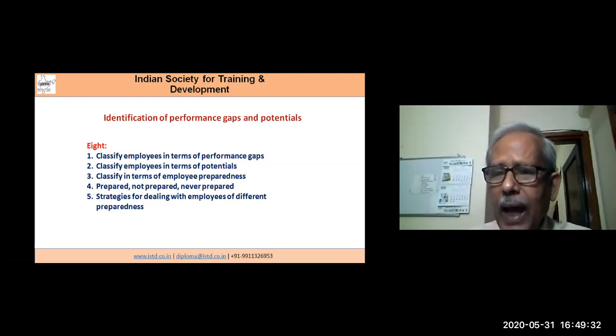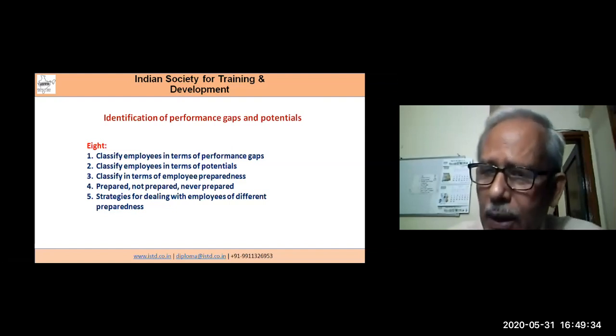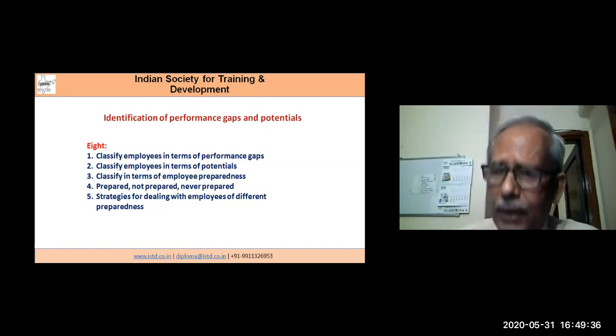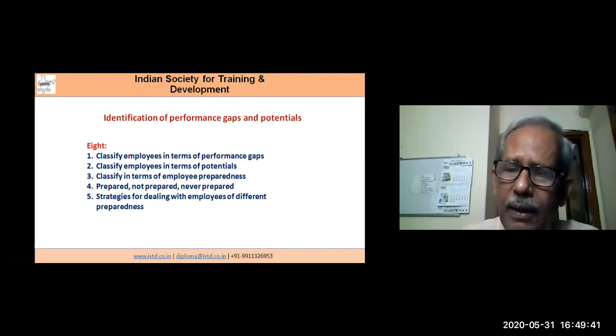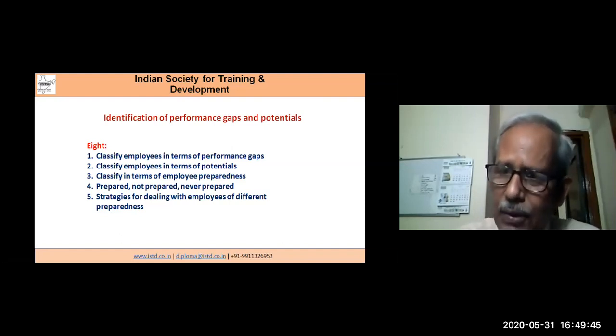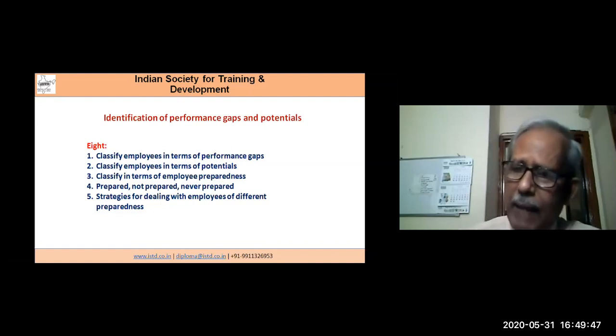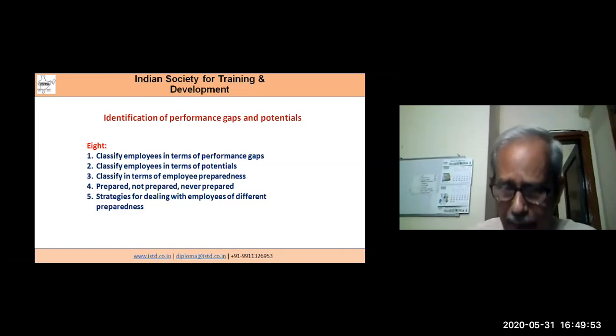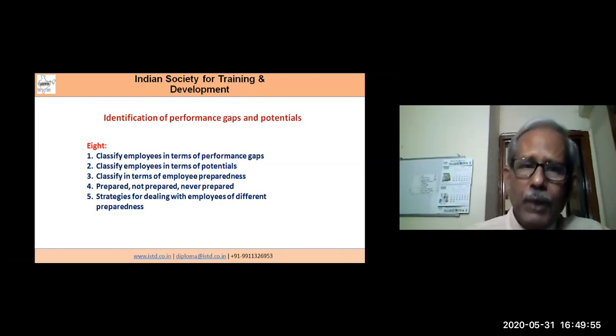If there is a gap and there is no potential, then it is useless to go for him. If there is a gap and he has high potential, it's better to develop those people so that they can really become an asset to the organization. So finding out the gaps alongside the potential is the most important direction. So classify the people in terms of the potential.